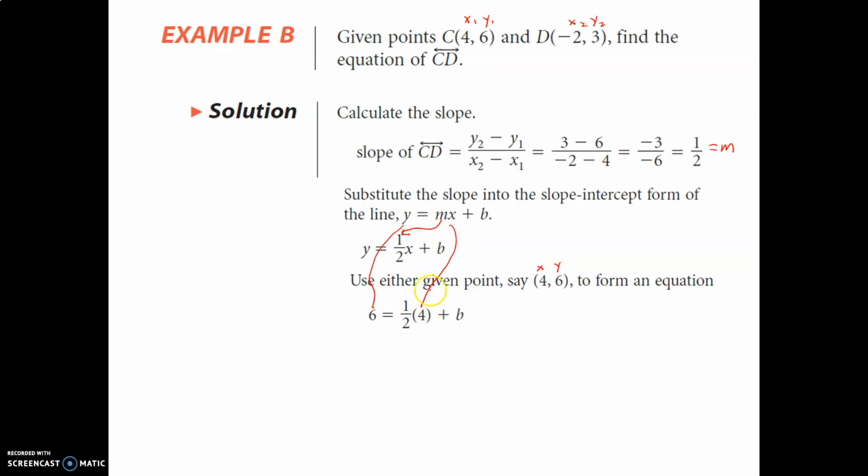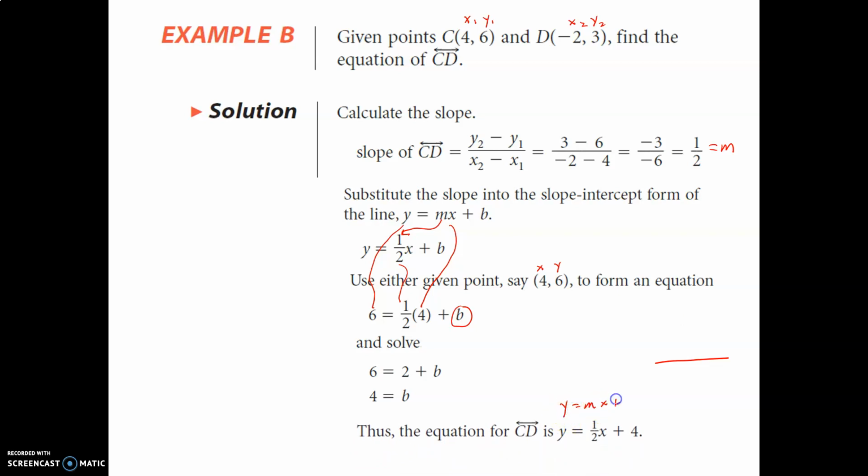So now the only thing that I'm missing, now that I have the 1/2 in for m, is this b. So if I solve for that, 6 equals half of 4, which is 2. And then subtract 2 from both sides, b would be equal to 4. So the equation of this line is, again, y equals mx plus b, and we found out the m is a 1/2, and we just found out that the b is 4.